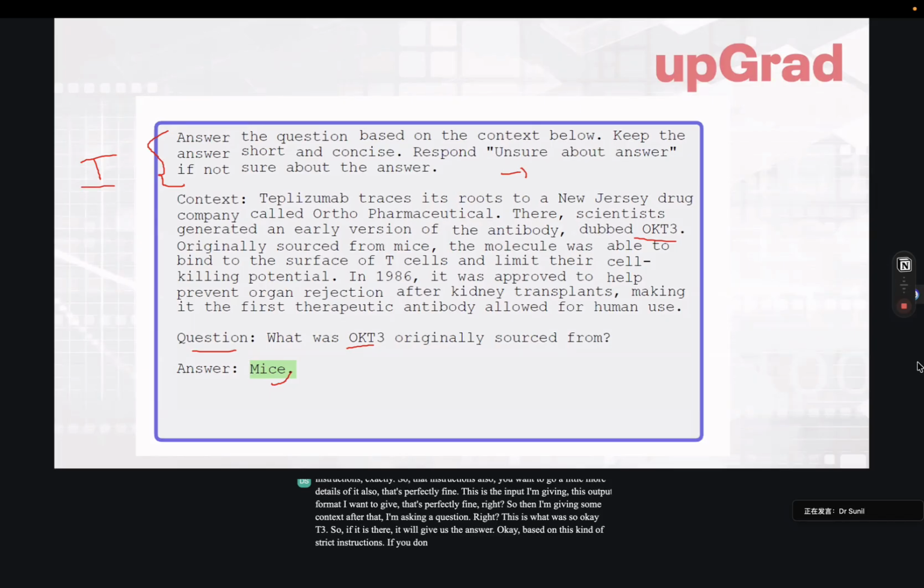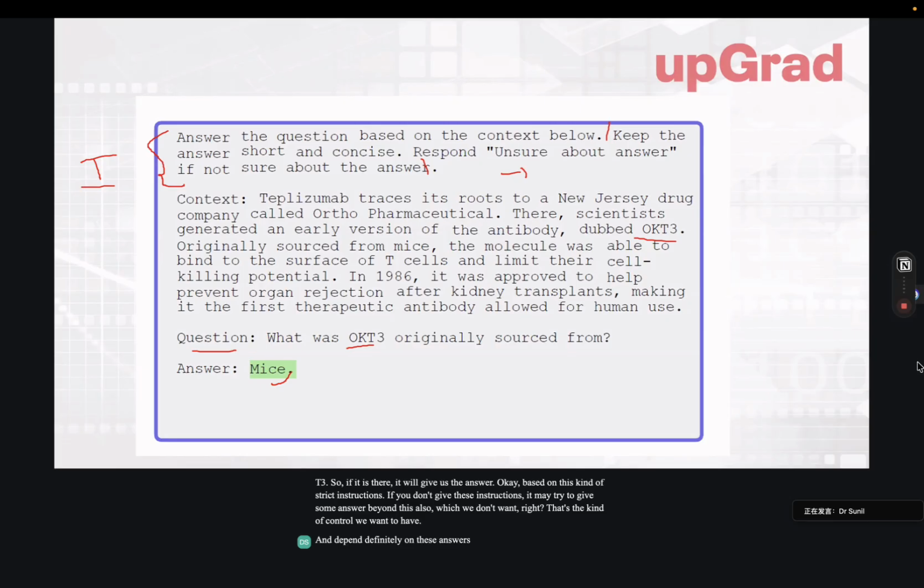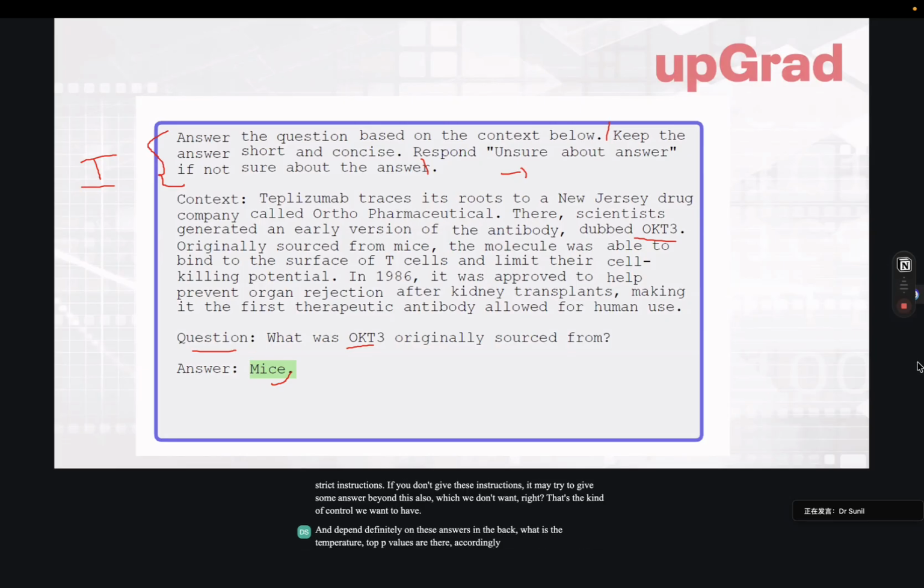If you don't give these instructions, it may try to give some answer beyond this also, which we don't want, right? That's the kind of control we want to have. And definitely depending on these answers in the back, what the temperature and top P values are, accordingly the answer may change.